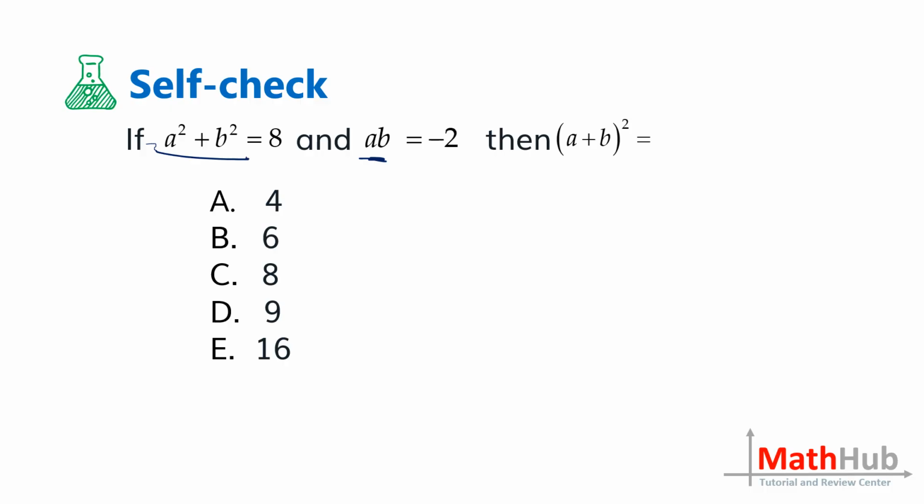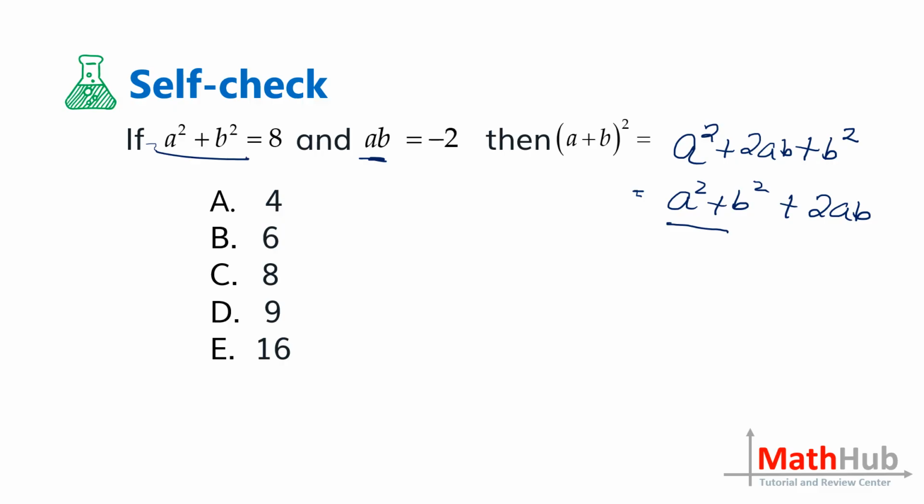So let's do that. Expand a plus b, that is a squared plus 2ab plus b squared. I can now put a squared and b squared together, with 2ab as the last term. Now we have the numerical value of a squared plus b squared, which is 8. So I put an 8 there. ab is negative 2. So we get 8 minus 4. So the answer is 4.